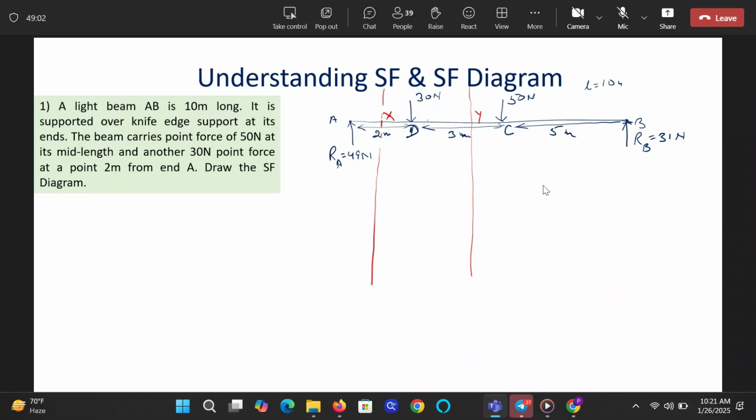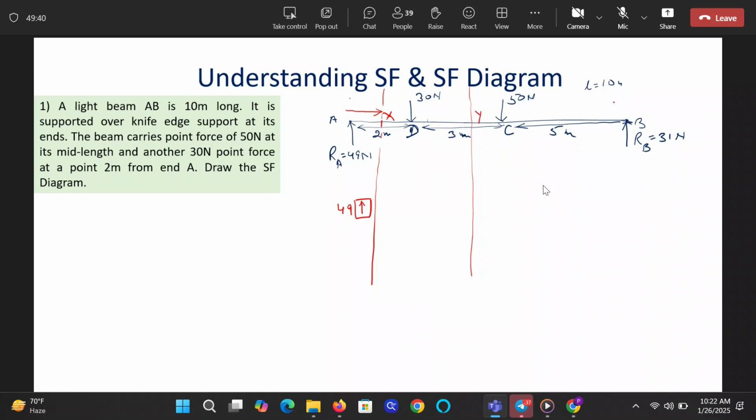Now guys, what we'll do is the algebraic sum, or let us see what is the resultant force acting to the left of X. What is the resultant force acting to the left of X? What are the forces to the left of X, guys? If I come from left to X, how many forces are there? There is only one force, 49 newtons, which is acting upwards. Am I right, guys? Correct, beta? Correct, sir.